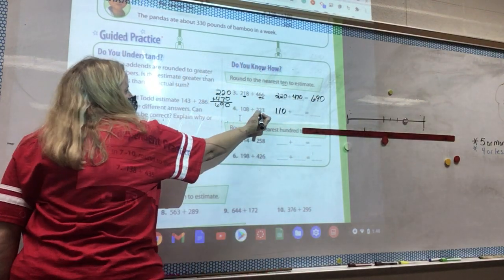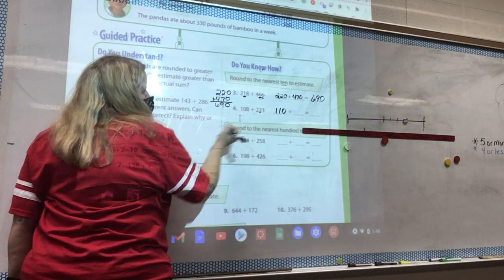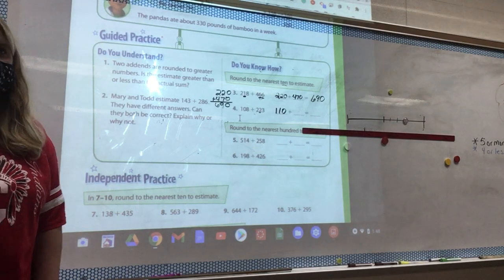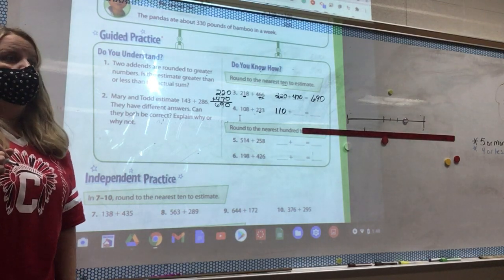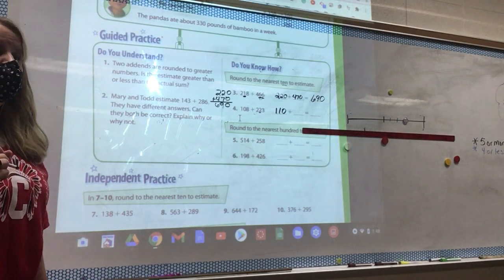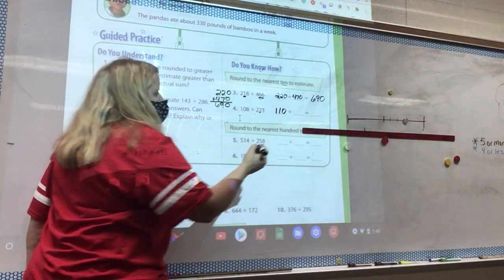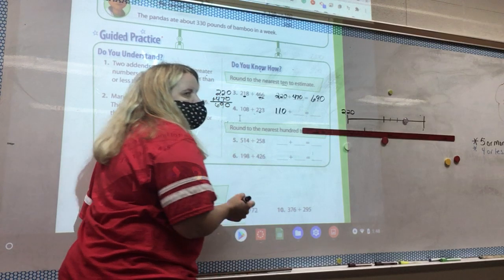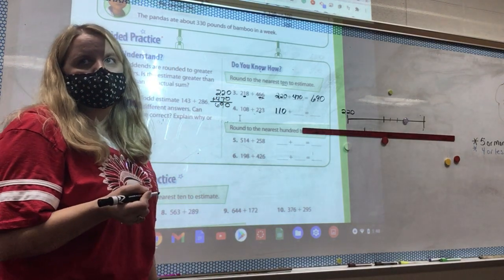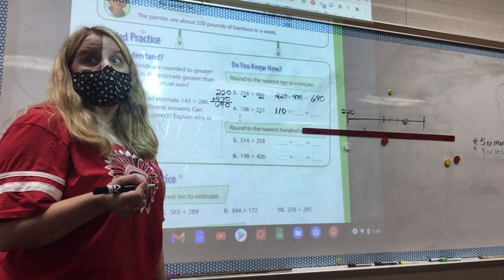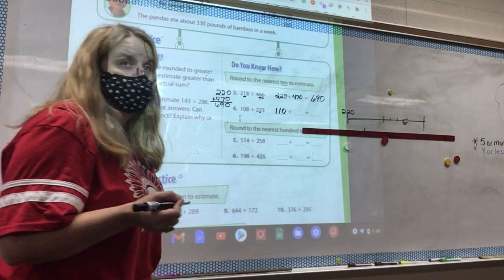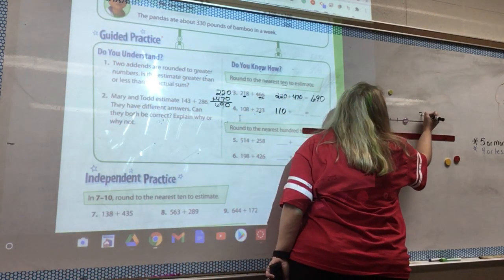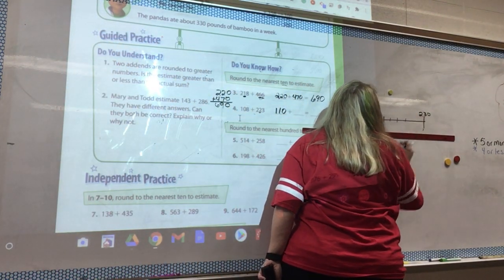Looking at my 10 spot. Okay? What's in my 10 spot? What's sitting there? Kenzie? A 2. So I got 220 as my first benchmark because I put a 0 in the ones place. Count my 10s. 10 more is what? 230. 230, right? My midway point.